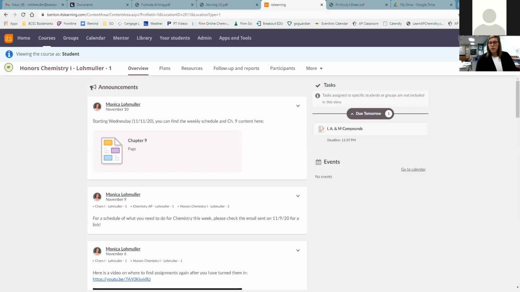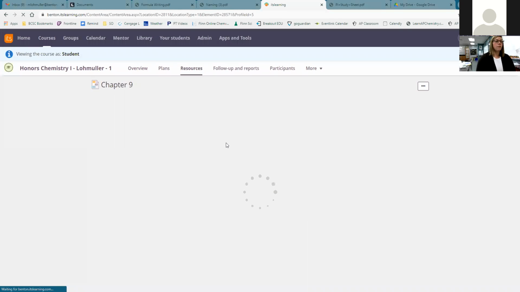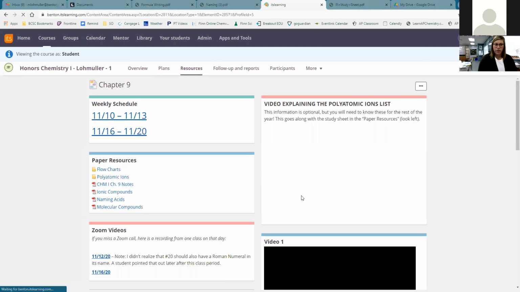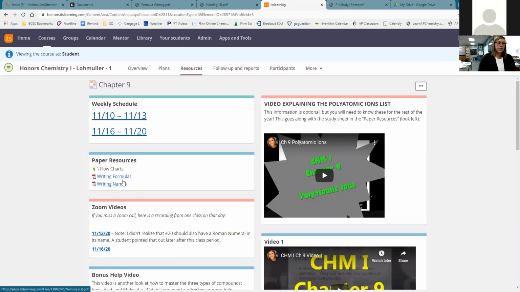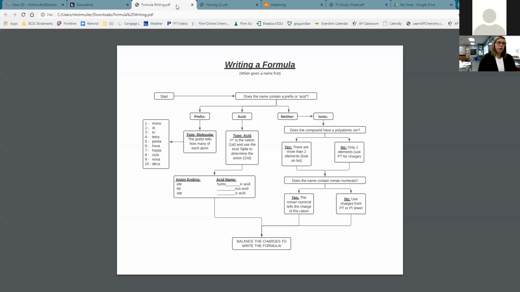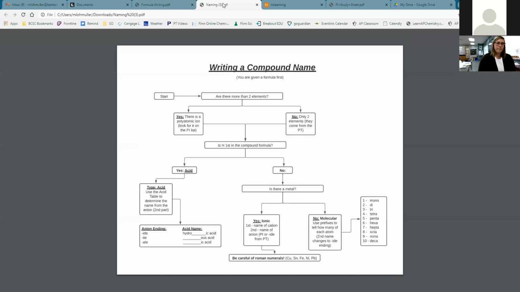It's up to you, you can write your own down, but there is a copy for you to print off if you want it. So today's assignment, the I-A-N-M compounds, this is what you're going to use it for, and you're going to use it for the quiz that's coming on Friday, okay? But on the chapter 9 page, where you're watching your note videos, under paper resources, I've added another folder called flowcharts, and these two flowcharts right here are the two flowcharts that we're going to see in class today, okay?